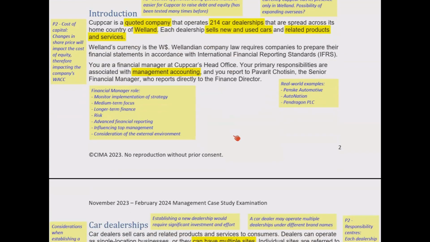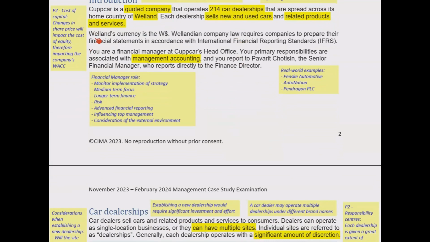Now, as we would expect, Welland's currency is the Welland dollar, and also that in Welland, all companies are going to comply with international financial reporting standards. So F2, everything you know from F2 absolutely could be tested in this MCS exam. But again, from a perspective of you being able to write a narrative answer that explains something.